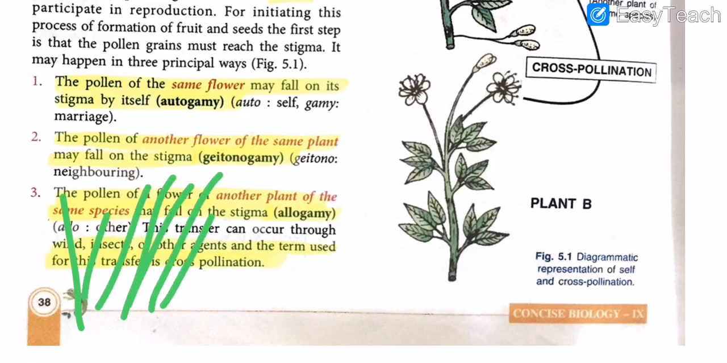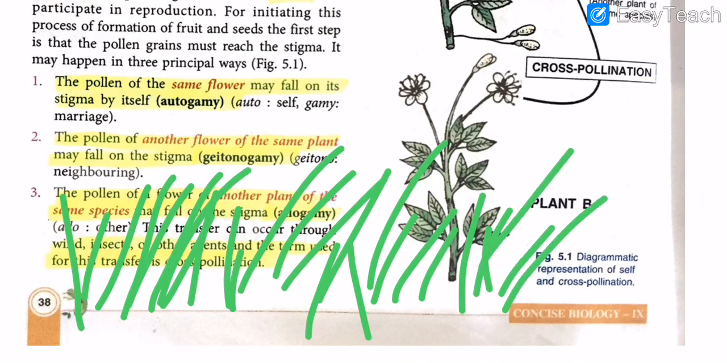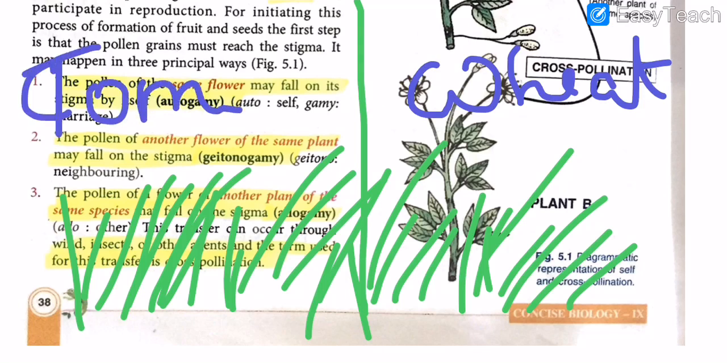Let's say I have a field like this, and on one side I have wheat growing, and on the other side I have tomato growing. Both of these are mature plants. The wind carries the pollen grains of the wheat plant, and they fall on the tomato plant. Now tell me, will the tomato plant pollinate? Will it create wheat tomato?